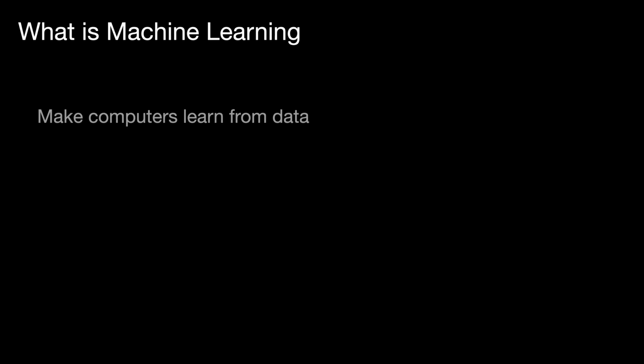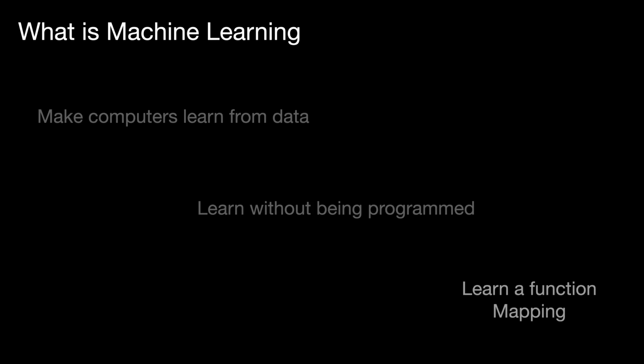Today we're going to talk about what is machine learning. Machine learning, in the simplest definition, means make computer learn from data. It also can mean learn without being programmed, which is a bit of a misnomer, as we will see later. It can also mean learn a function mapping.